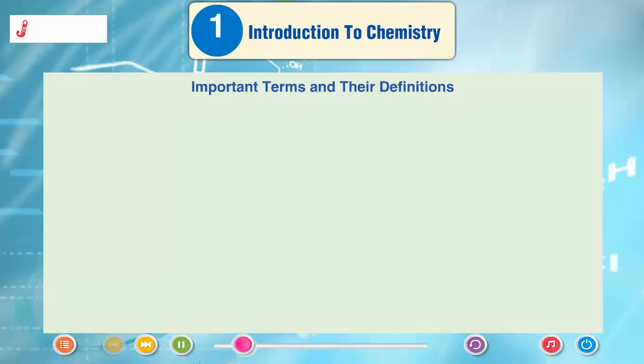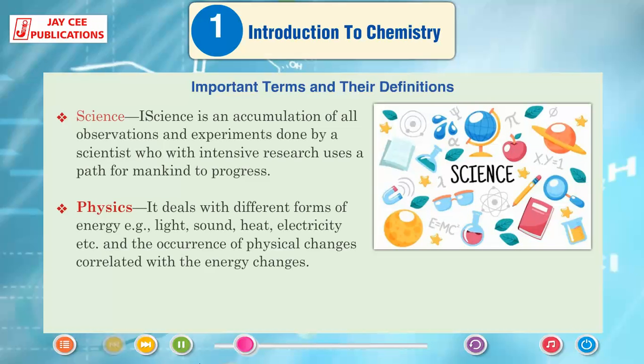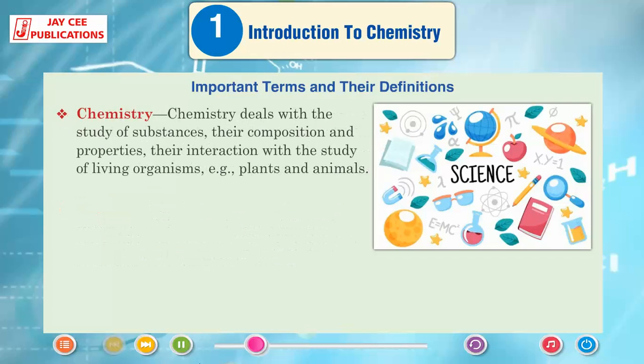Important terms and their definitions. Science. Science is an accumulation of all observations and experiments done by a scientist who, with intensive research, uses a path for mankind to progress. Physics. It deals with different forms of energy, for example light, sound, heat, electricity, etc., and the occurrence of physical changes correlated with the energy changes.